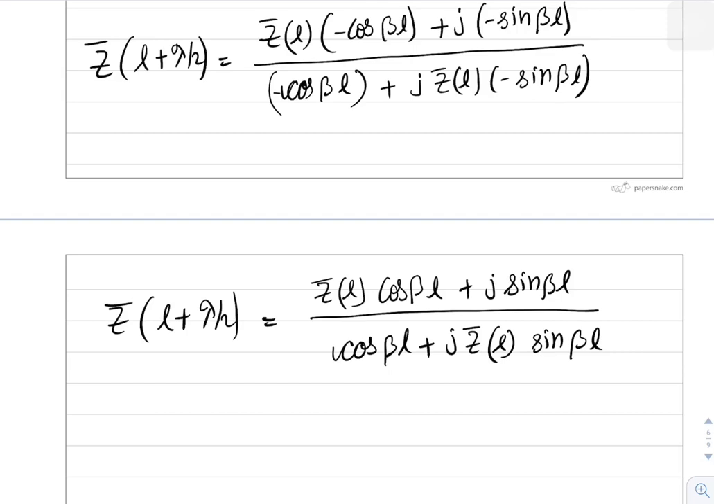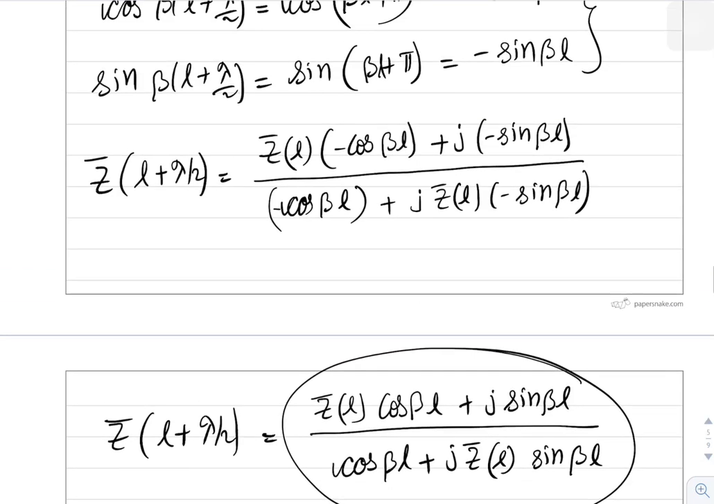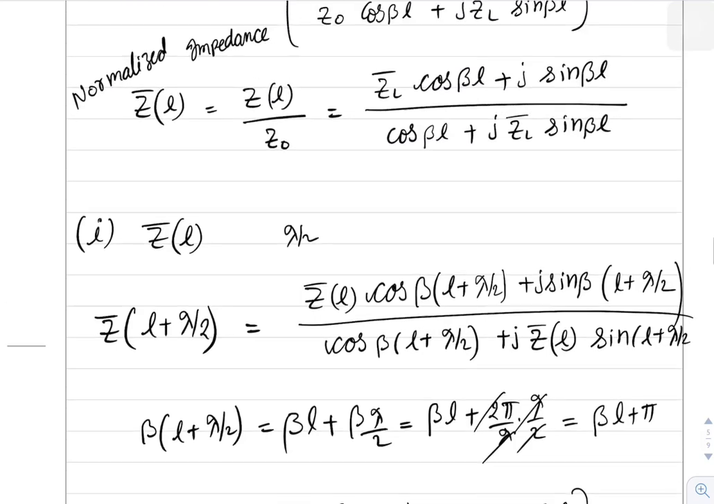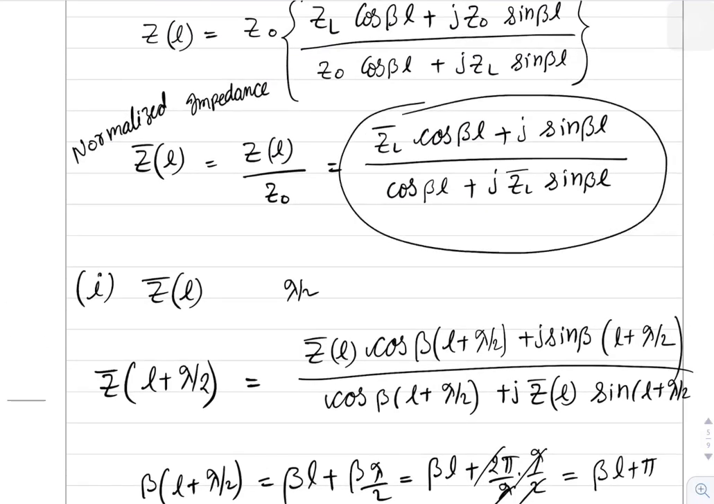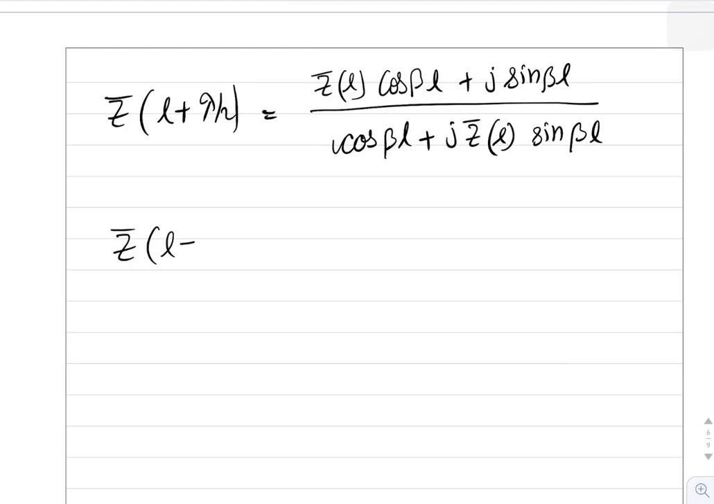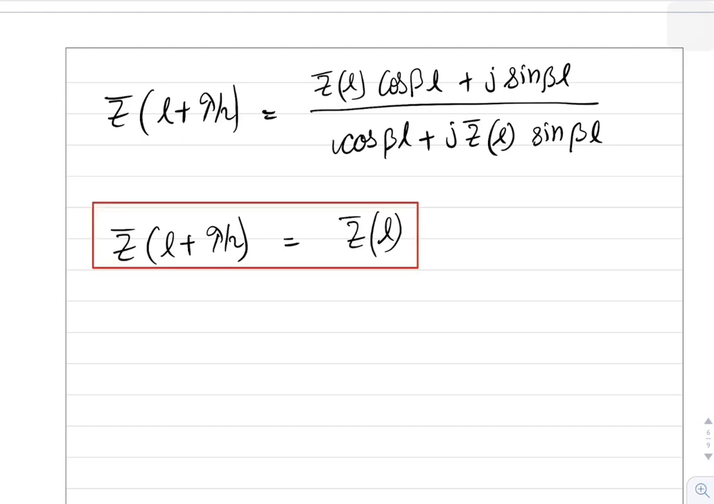If you observe, this equation is the same as the equation that we have taken here, which means Z bar of L plus lambda by 2 is equal to Z bar of L. By observing this equation, I can say that the normalized impedance at a distance of lambda by 2 from the point where we started is the same value. Therefore, I can conclude the normalized impedance value repeats for every lambda by 2 distance.